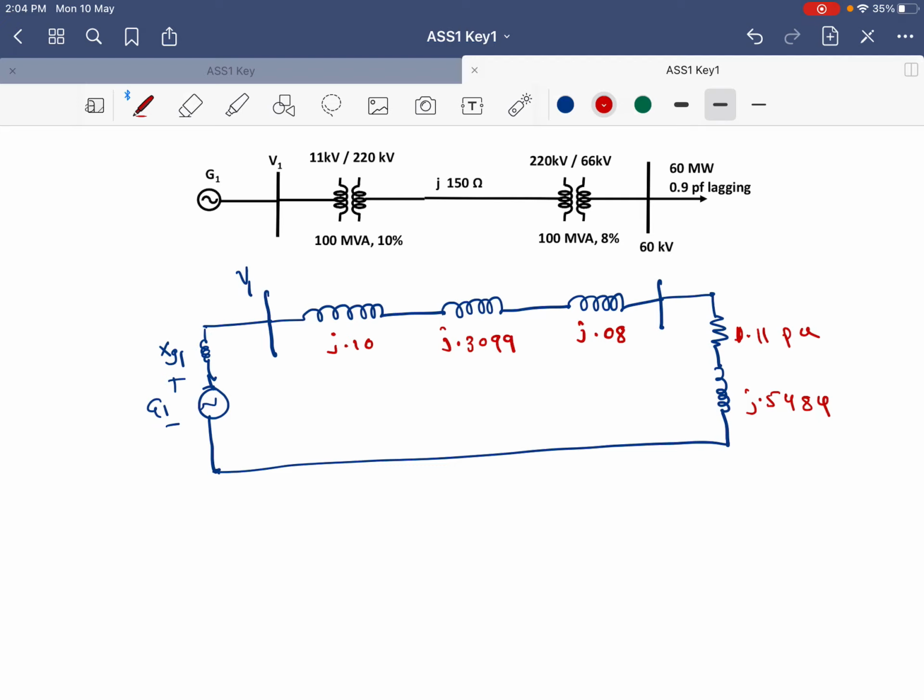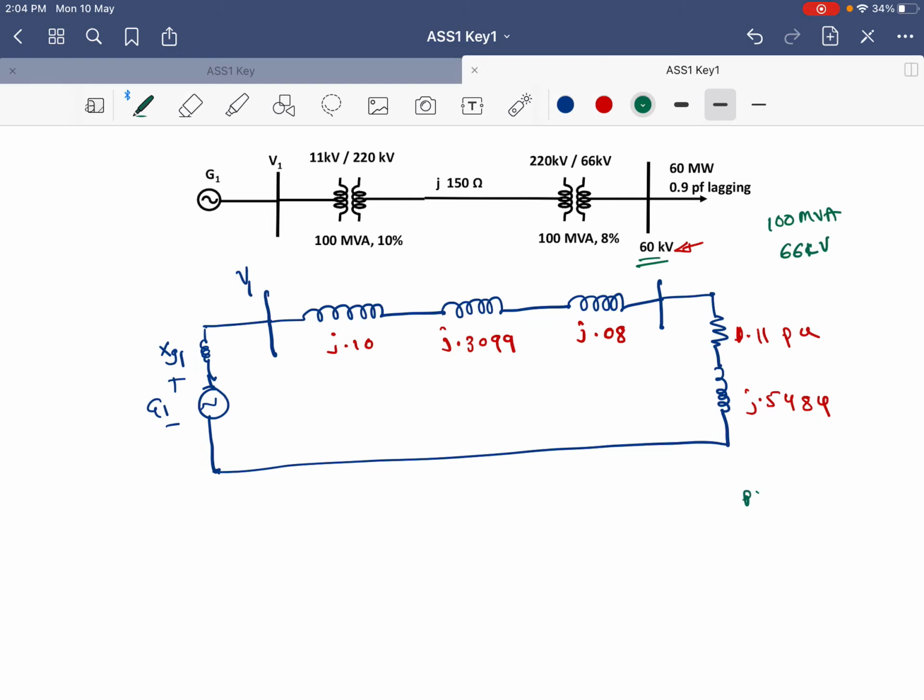These are the values. And this bus is operating at 60 kilovolts. However, the base in this circuit is 100 MVA, 66 kilovolts. Then what is the per unit value of the load voltage?